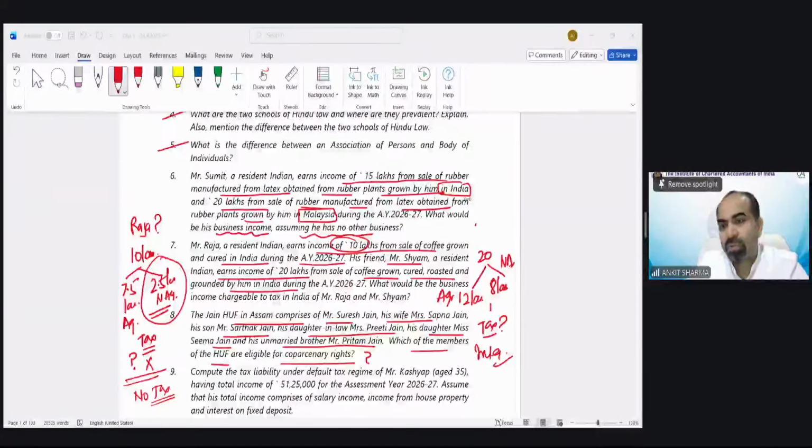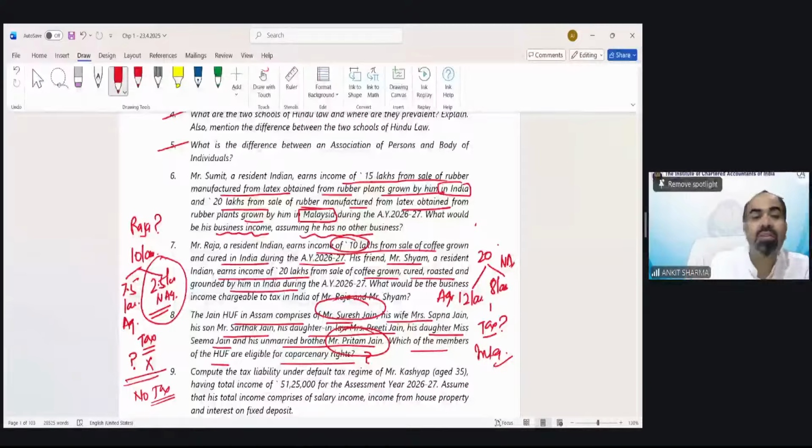So because in case of a Dayabhaga family, only the father or the brothers have a right. So in that case, only Mr. Suresh Jain and his brother Preetam Jain have the coparcenary right. The solution is also given. You can go through it.